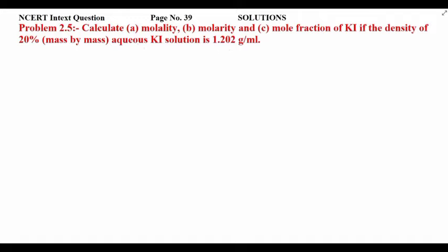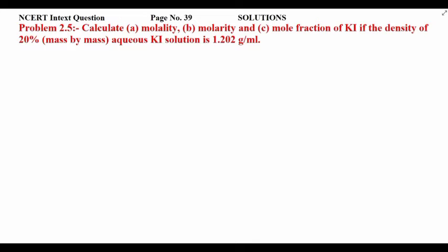When a percentage is given, it means that it is by mass. So 20% means the mass of the solute is 20 gram. The aqueous KI solution has a density of 1.202 gram per ml. Right. The question is easy because we have to find the molality and the mole fraction. Now we have to find the answer.